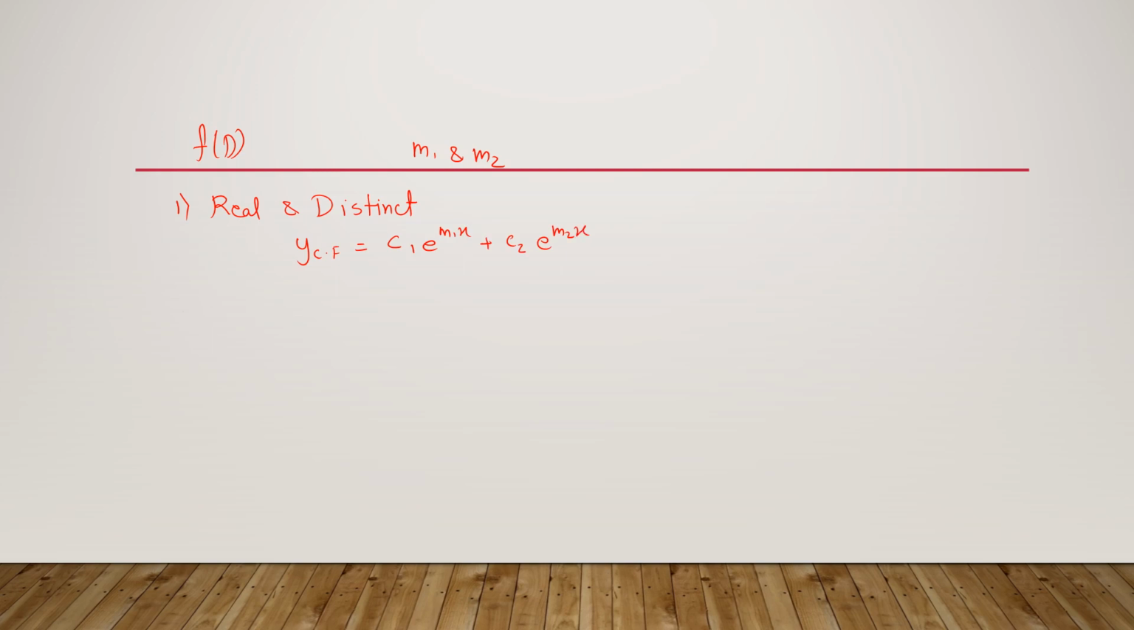Similarly, if we obtain roots having real values but they are the same, that is m1 is equal to m2, then the complementary function is given as (c1 + c2 x) e^(mx). I have considered m1 = m2 = m.